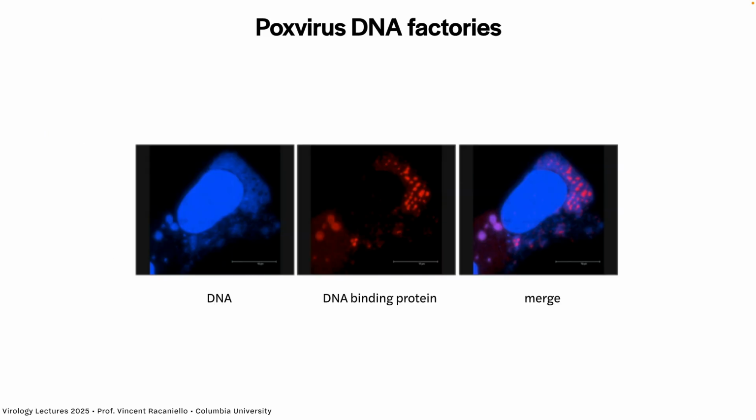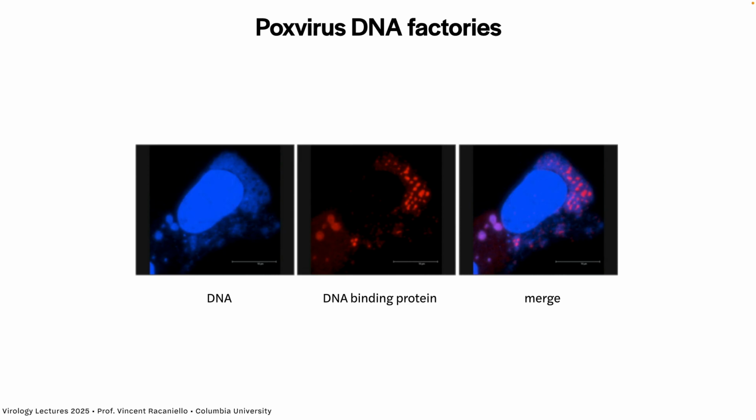And these are the factories illustrated in this experiment. So this is a cell infected with pox virus, with a pox virus like vaccinia virus. So pox viruses include vaccinia virus, monkeypox virus, and smallpox virus. And people work in the lab on vaccinia because smallpox is too dangerous and it's been eradicated, so you can't work on it. And vaccinia virus is relatively safe.